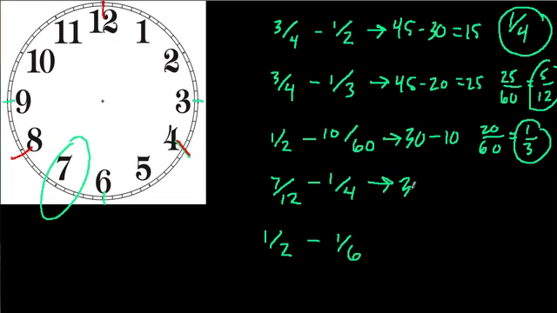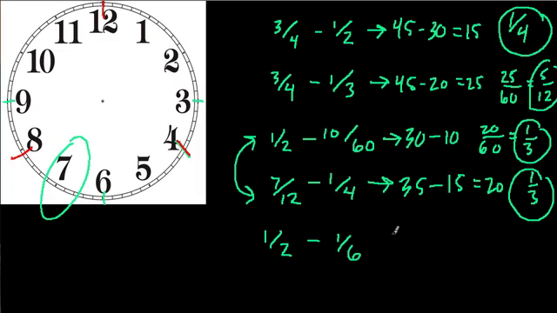It's 35 minutes. Minus a quarter of an hour, which is 15 minutes, equals 20. So 20 out of 60 is a third. It's the same as before, right? These two are equal. Now we have a half minus a sixth.